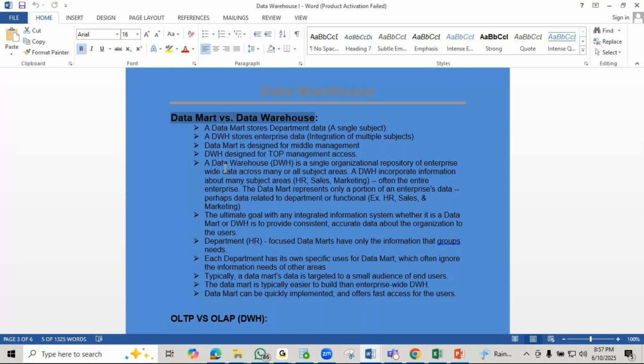Now guys, can anyone please take the attempt? What is the difference between data mart and data warehouse? Data mart is a collection of a specific functional area, and data warehouse is a collection of data marts. Yeah, this is the correct answer. Data warehouse is the collection of data marts.